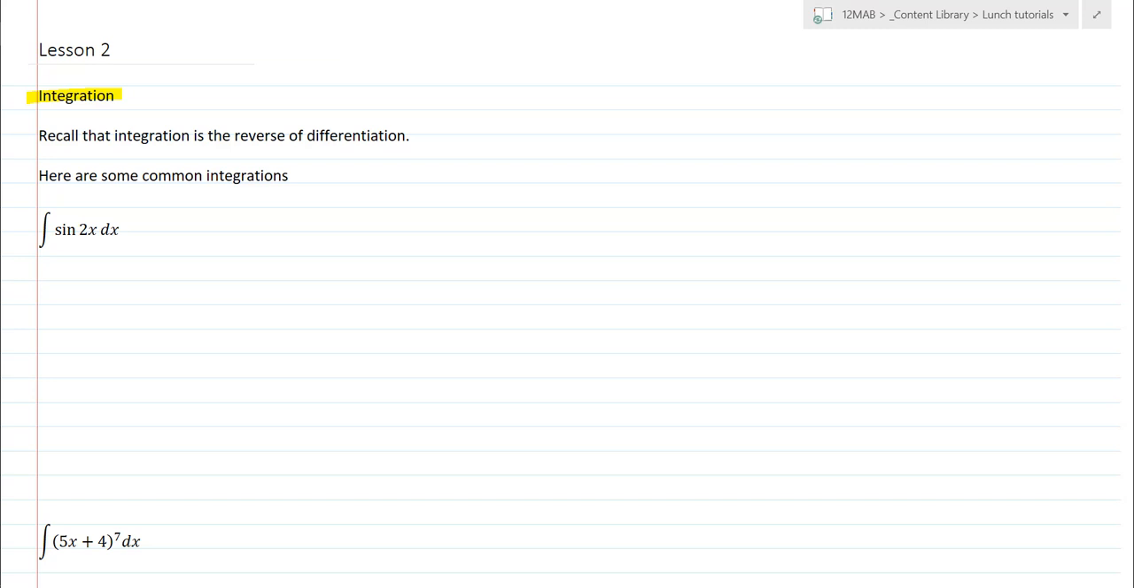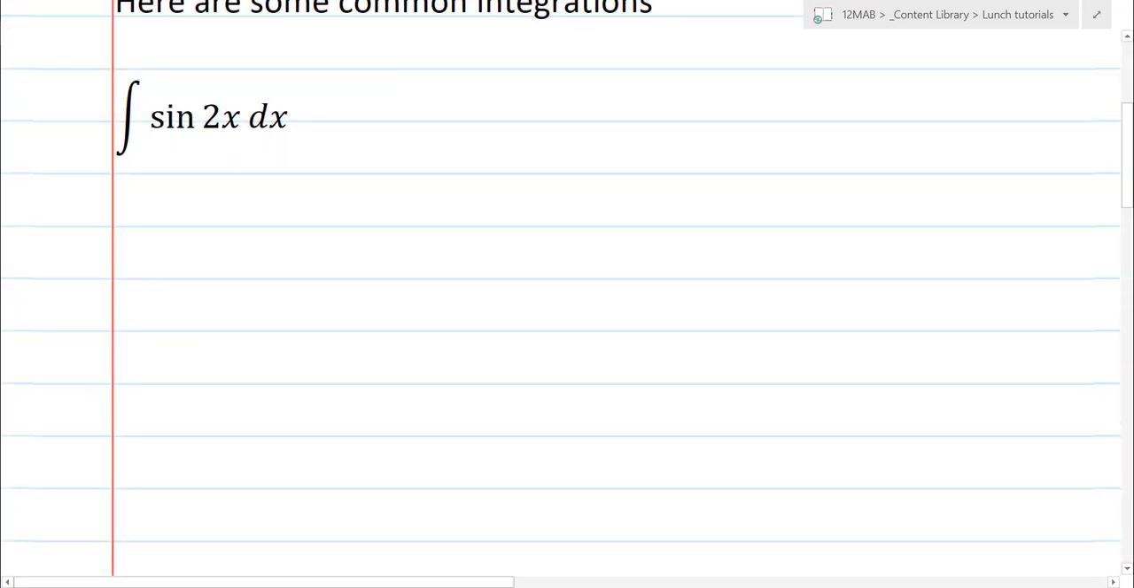So here's some examples. The first one we're going to do is integrating sine 2x. So the first thing you need to do is recall that when you integrate sine of anything, it goes to cos of that thing. So cos 2x, and it's the reverse of differentiation. So when you derive cos, you actually get negative sine, which means if you integrate sine, you get negative cos. So you have to just go back and practice that, the relationship between sine and cos in differentiation and integration.